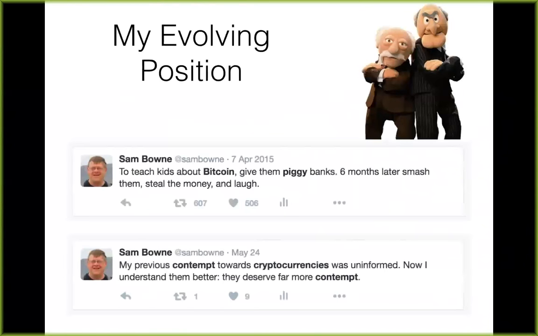So when this became big in 2015, I said, if you want to teach your children, websites were coming out on how to teach your kids about Bitcoin. So this was my contribution. Teach your kids about Bitcoin: give them a piggy bank, let them fill it up, then smash it and steal the money and laugh. Now they understand Bitcoin. And that is the typical experience.